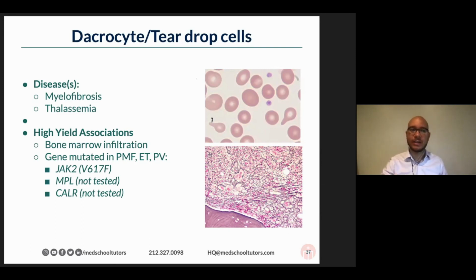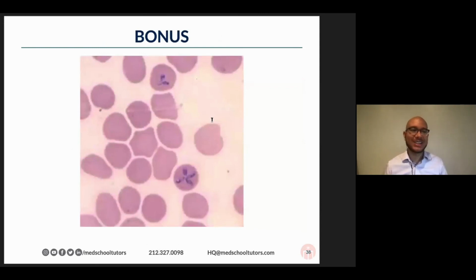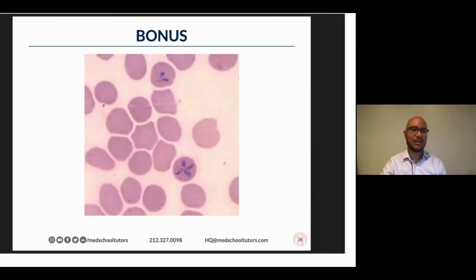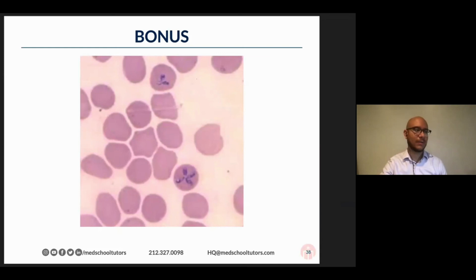All right. This is the bonus and the last image, leaving us about 5 minutes for questions. What are we looking at here? I'll tell you first off that these are red blood cells. And we have a weird looking inclusion, I would almost say. A weird looking inclusion.